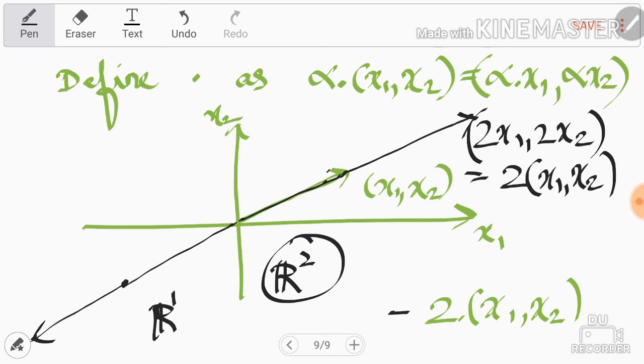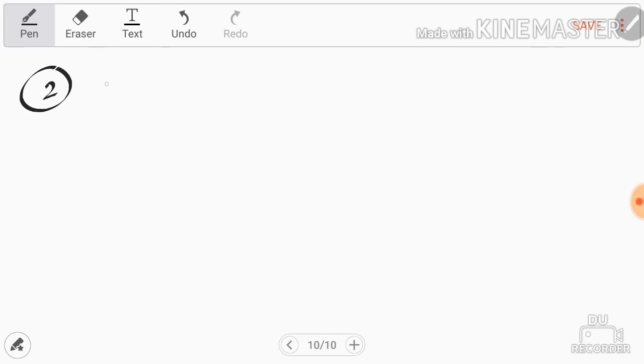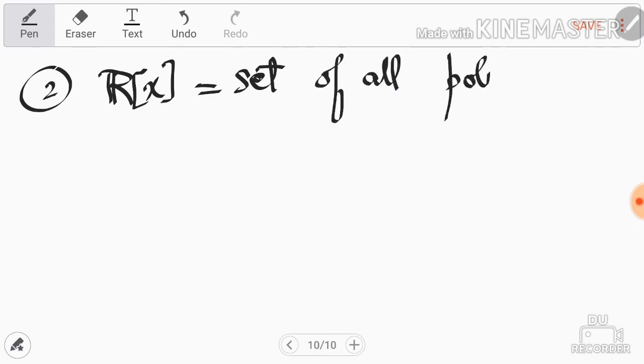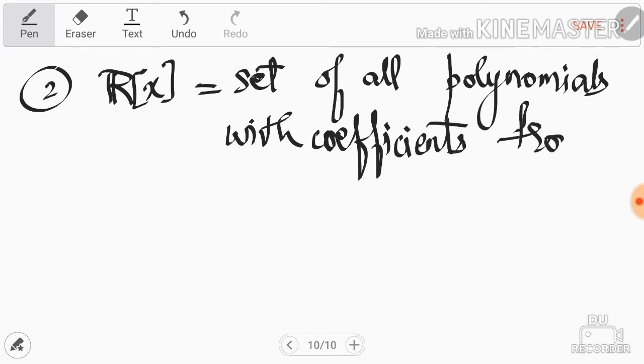This can be extended to Rn. All you need to do is to add a few more coordinates to x1 and x2 to get up to xn. There are plenty of other examples of vector spaces. Another example is something called R[x], which is nothing but the set of all polynomials with coefficients from the set of real numbers.